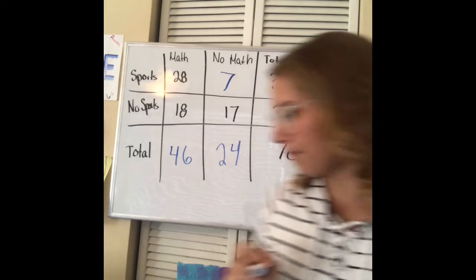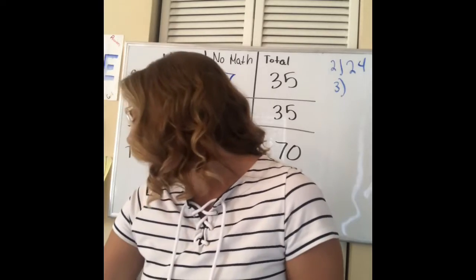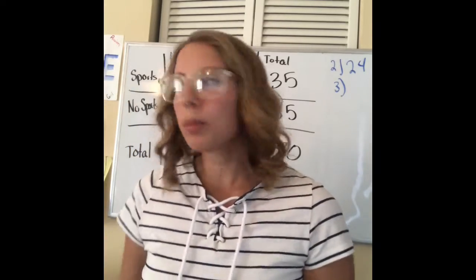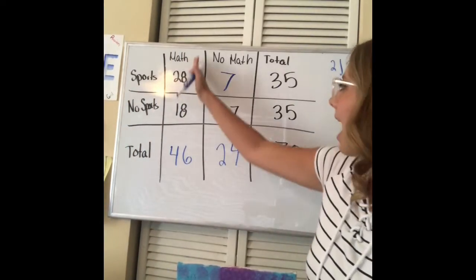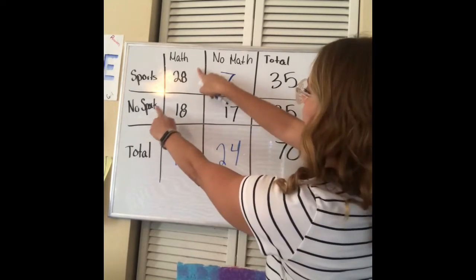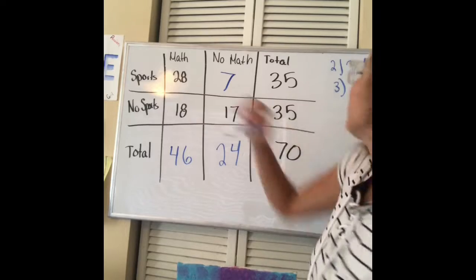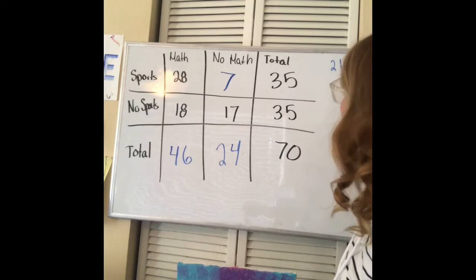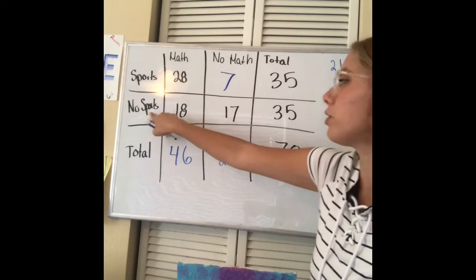Question 3. How many students like math and don't play sports? So they like math, so it's going to be in the math category, and they don't play sports, so we're just going to bring these together. 18. 18 students like math, but don't like sports.